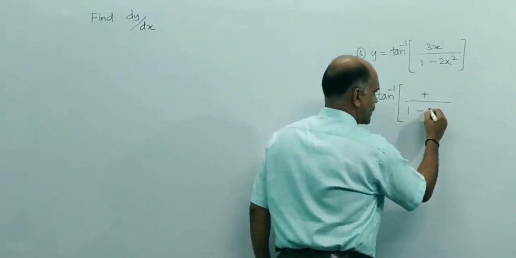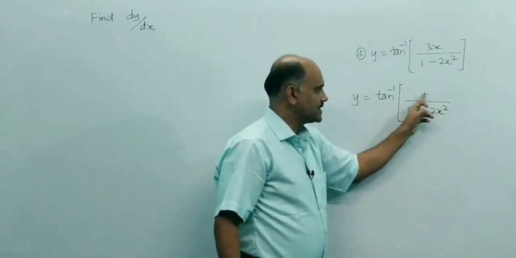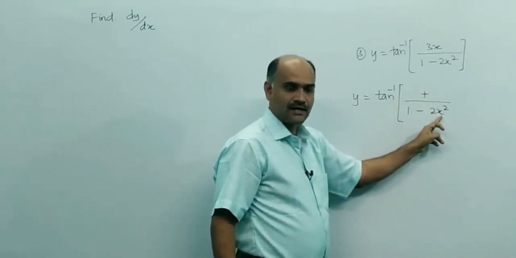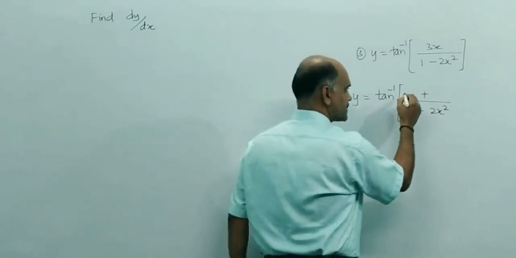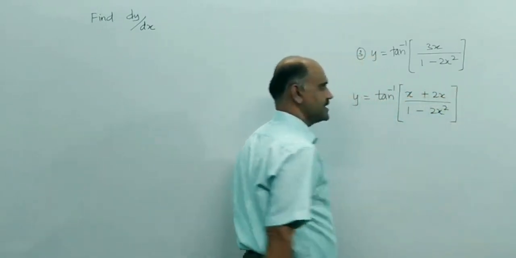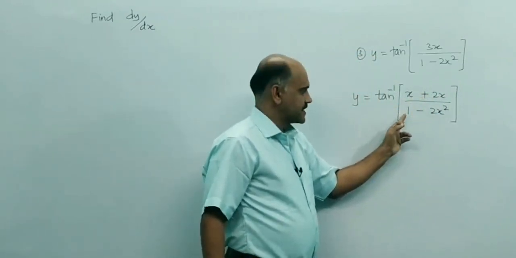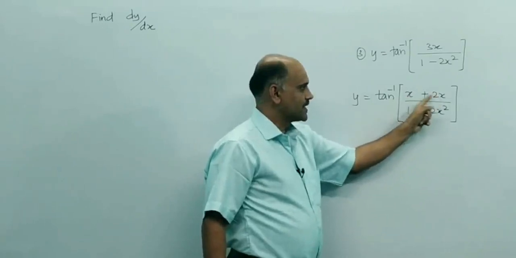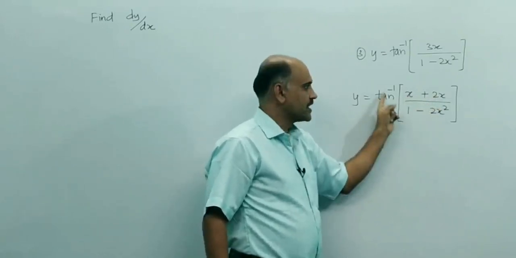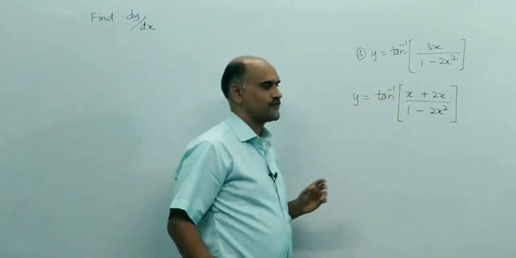Here it is 1 minus 2x square. If you multiply these two terms, you should get 2x square. Correct? 3x can be written as x plus 2x or 2x plus x. Now here minus is there, here plus is there, here 1 is there. If you multiply these, 2x into x, you will have 2x square. Now observe those two formulas, it is in the form of the first formula.